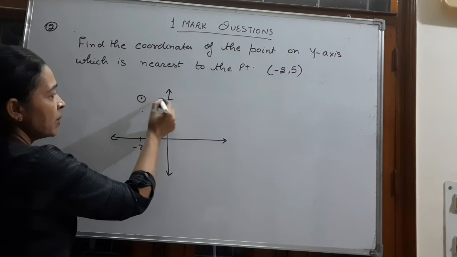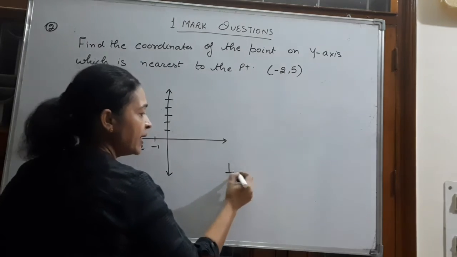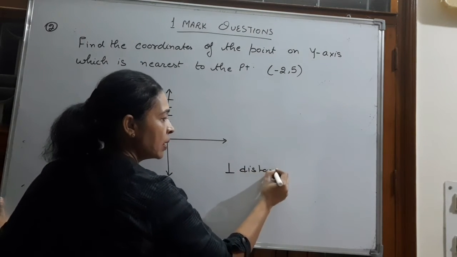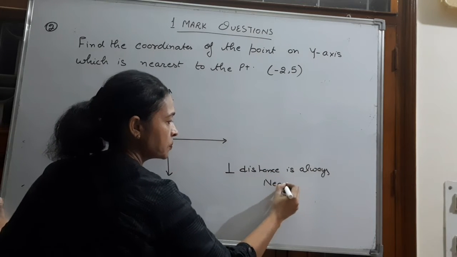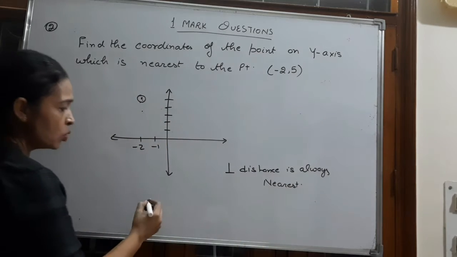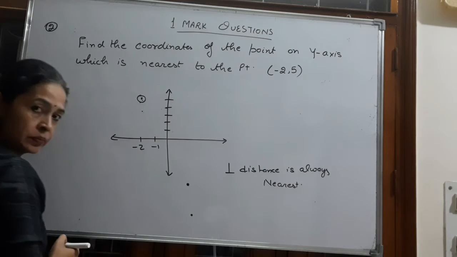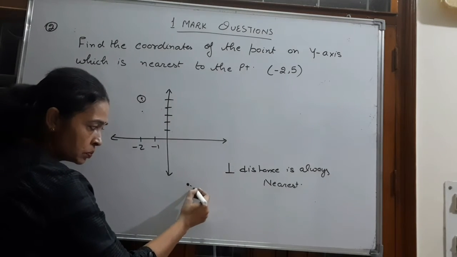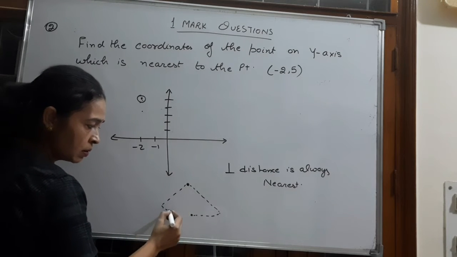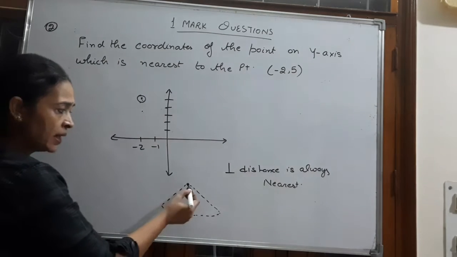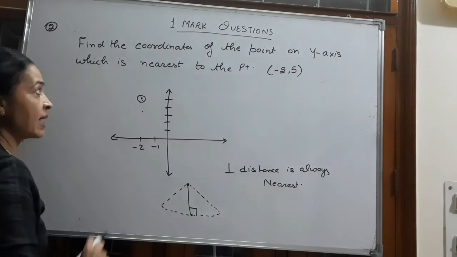Children, this point can be this or this or this or this. Which is the nearest point? A perpendicular distance is always nearest. Suppose you are standing here and you have to reach here. If you come through this way, then you will come here. If you come through this way, after that you will reach here. But if you come straight, you will take the lowest time.